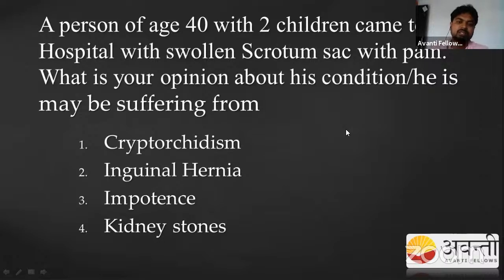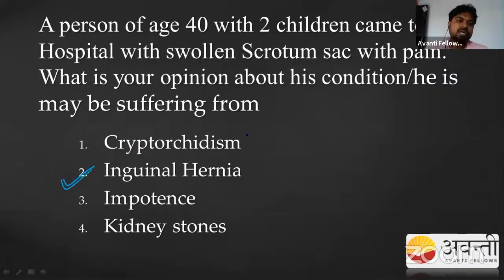Okay, so I am ending this poll. Correct? And this is your result. Maximum people chose option B. Obviously, it is the correct option. Okay, let's go. So it is the inguinal hernia.